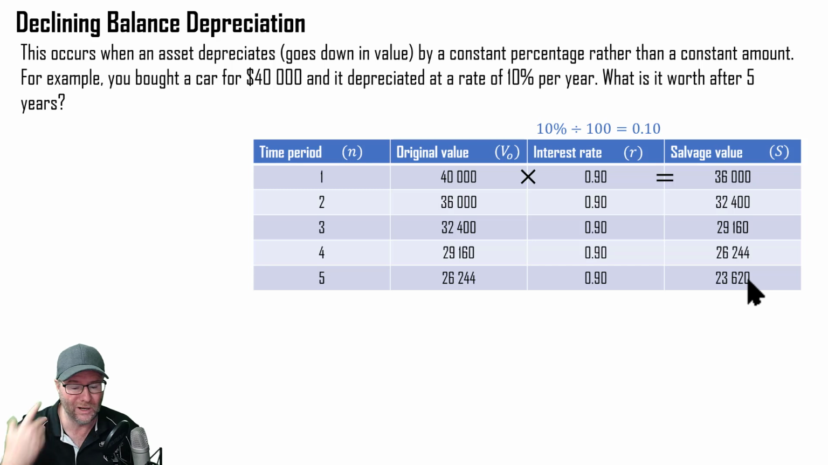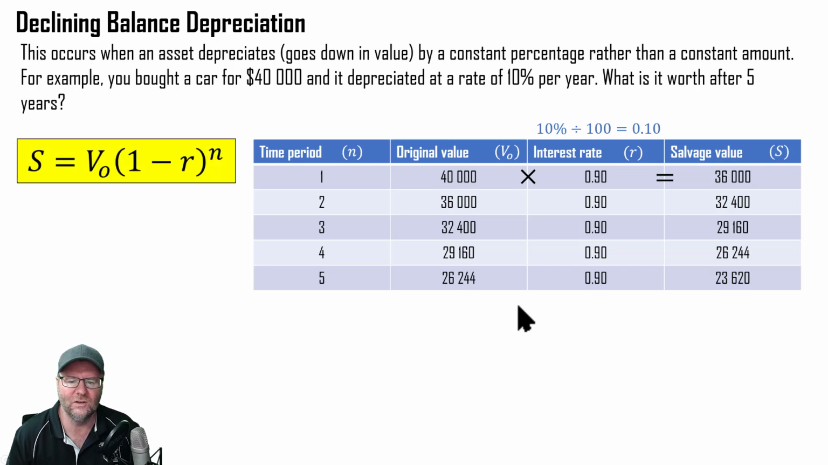Now, luckily, we don't have to do that for every type of these questions, because that's a bit of work drawing up a table. Now, you could if you wanted to, but there is a faster way. We can use this formula here. Let's go through what each of these mean. S, remember from our previous video, means the salvage value, like what is the value now after it's been depreciated. VO was the original value, what it was at the start of the depreciation period. 1 minus R. R here is the rate written as a decimal. So if it was 10%, we do that as 0.1, and to the power of n, which is the number of time periods.